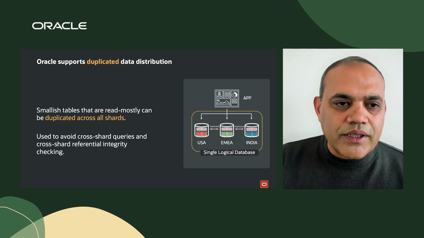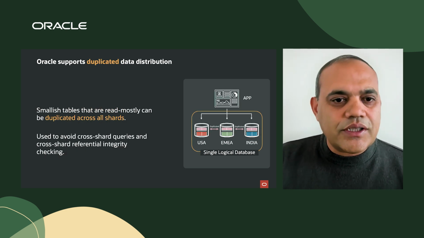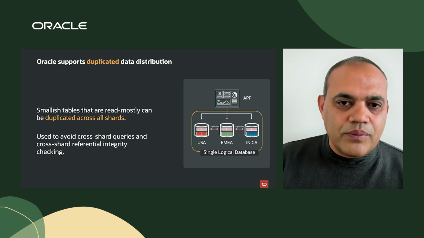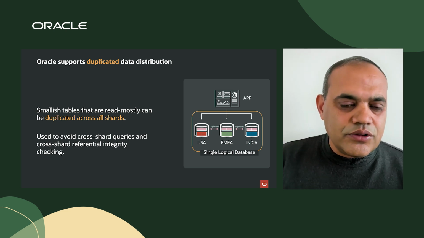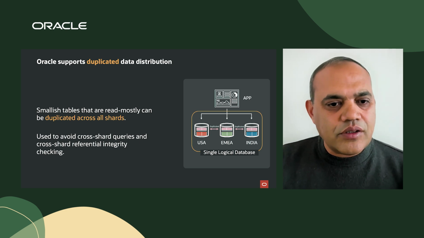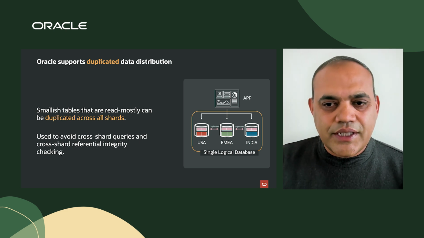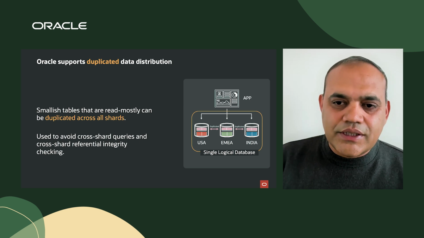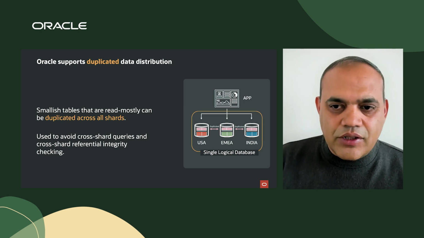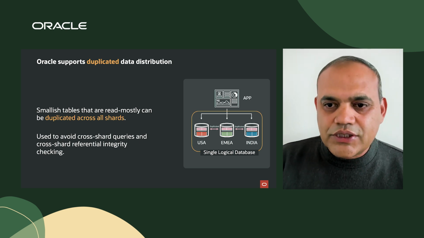Oracle supports global data distribution. Smallish tables that are read mostly can be duplicated across all shards. This is used to avoid cross-shard queries and cross-shard referential integrity checks. This is also referred to as global tables, where certain tables are replicated across multiple regions worldwide.